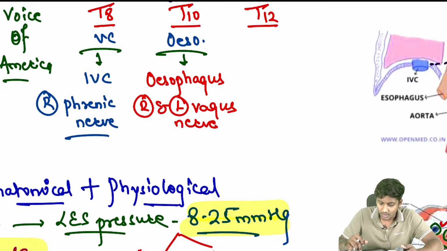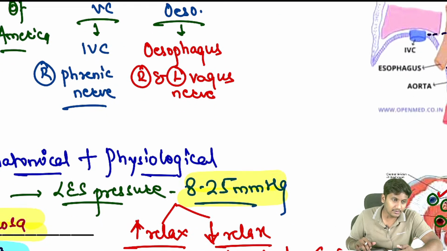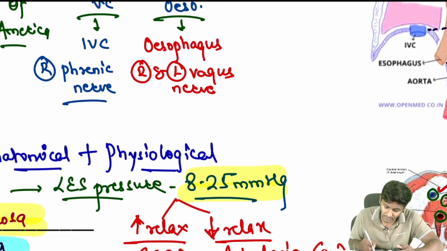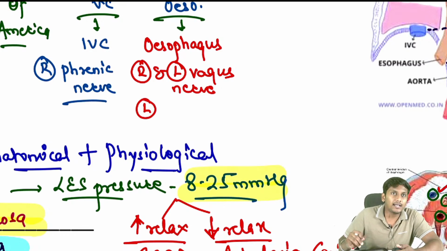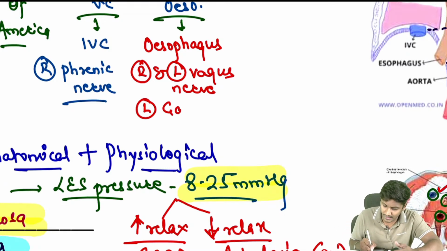Okay, great. Chalo. So please remember at the level of T10, we have the esophageal opening, and from the esophageal opening, definitely there is passage of the esophagus. Then there are the right and the left vagus nerves which pass, and the third one is the artery which supplies the lower part of the esophagus. Which is the artery that supplies the lower part of the esophagus? It is the left gastric artery. So the third structure which passes is the left gastric artery as well.